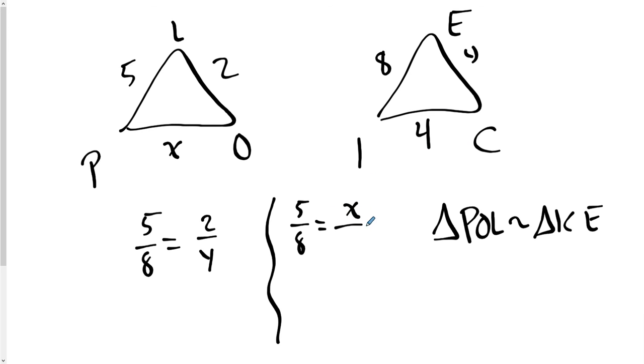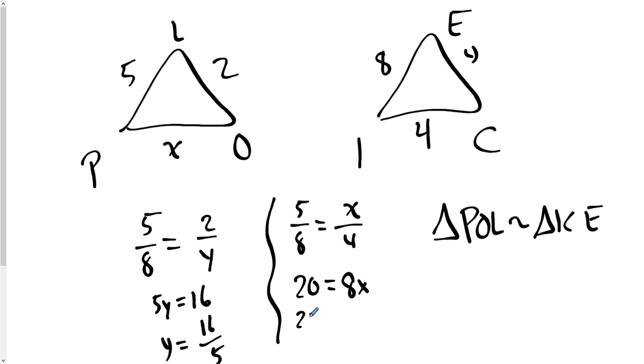In both cases, I can solve for x and y. So when we cross multiply here, we get 5y equals 16. And then y is equal to 16 over 5, and that's my answer. Here, if we cross multiply, we get 20 is equal to 8x. If we divide by 8, we get 20 over 8 is equal to x, and we can simplify that. Take out a 4 from both of them, we get 5 over 2. So it turns out that y is 16/5 and x is 5/2. And that's how you can solve for missing side lengths if you have two similar triangles.